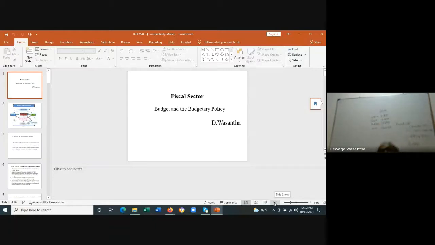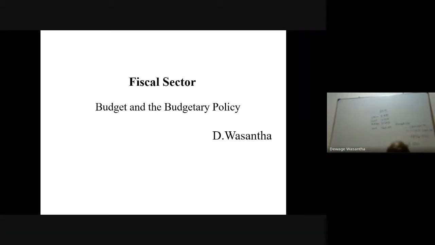Budget. Macroeconomic and national income account we discuss. Remember, the other one is public finance. So the budget and the budgetary policy. We are going to discuss budget in simple terms.